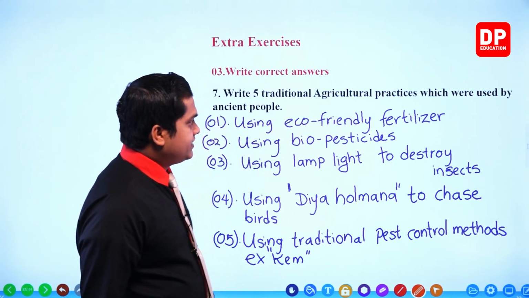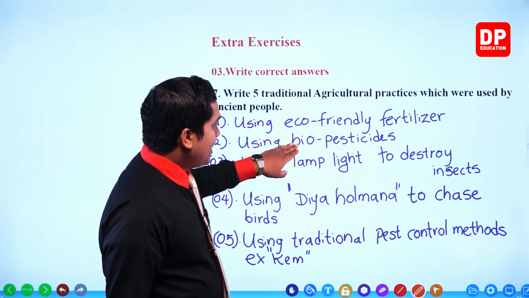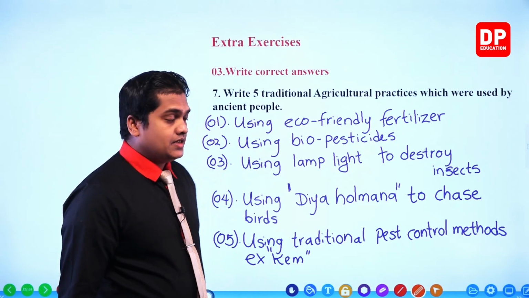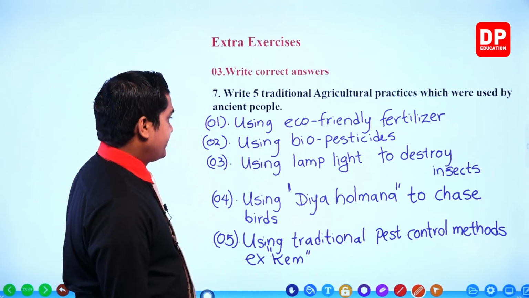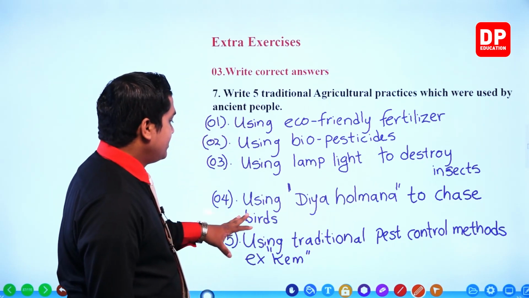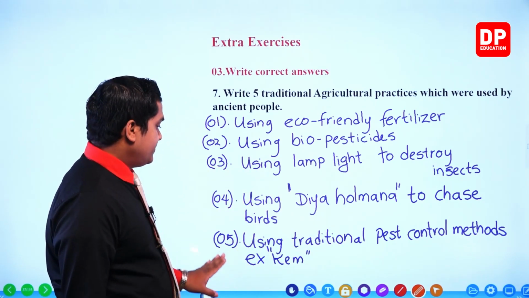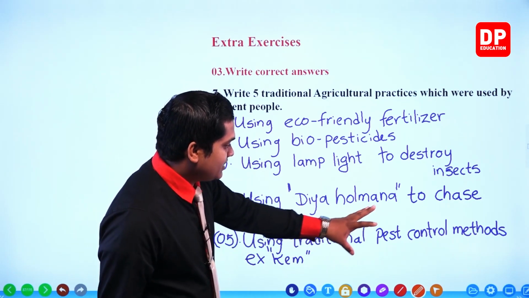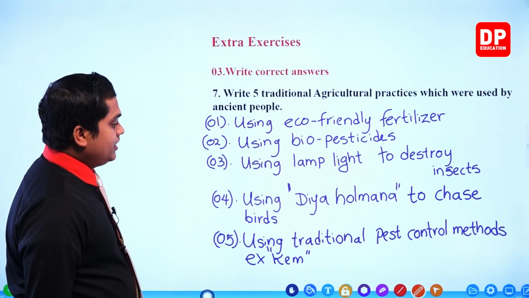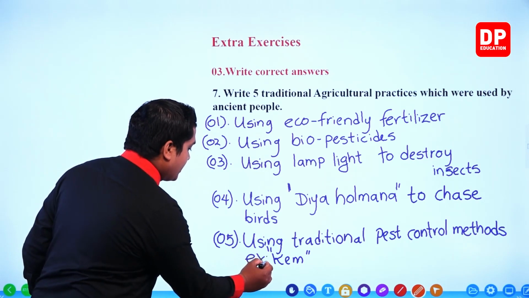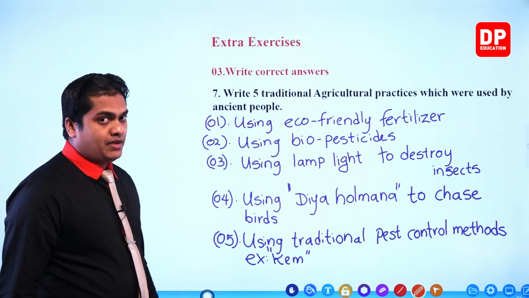So, using eco-friendly fertilizer. Right? Then, my dear children, using biopesticides. Then, using lamplight during the night to destroy insects. Then, using Diaholmana to chase birds in paddy fields. Right? Near Wakkada, we prepare this Diaholmana structure to chase birds. The next one, number 5, using traditional pest control methods like Chemkrama. Okay? So, these are the 5 traditional agricultural practices used by the ancient people. Okay? Right, my dear children.